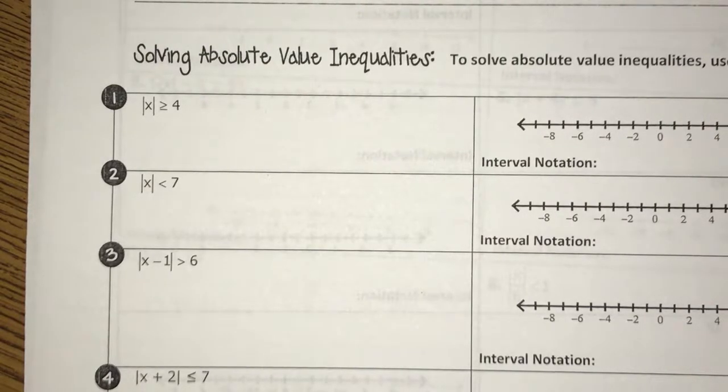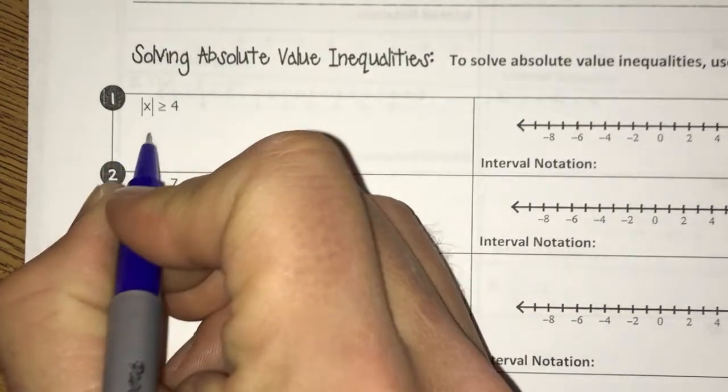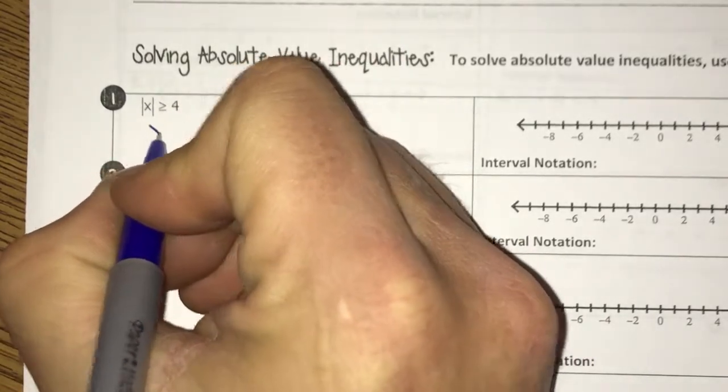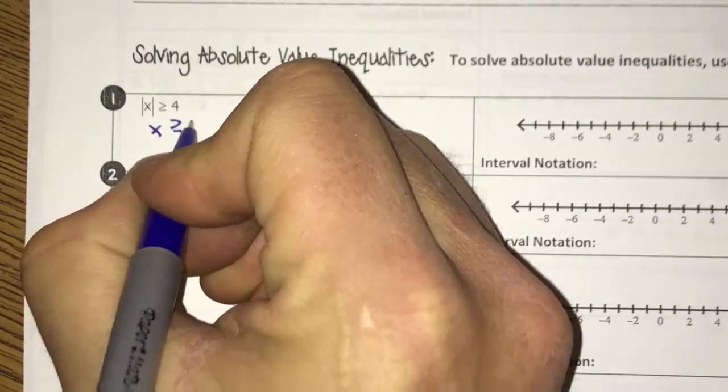Okay, so on number 1, the first step into solving these absolute value inequalities is to break them up. So you're just going to bring down the one inequality exactly as you see it. So it'll be x is greater than or equal to 4.